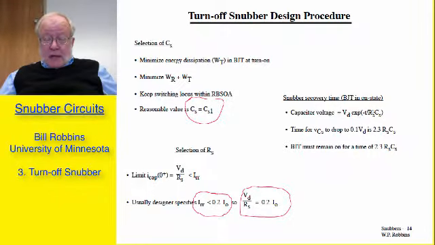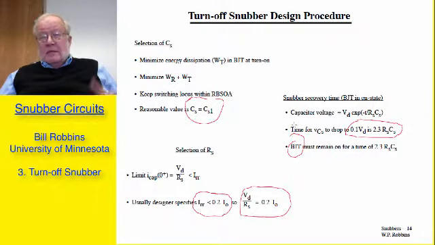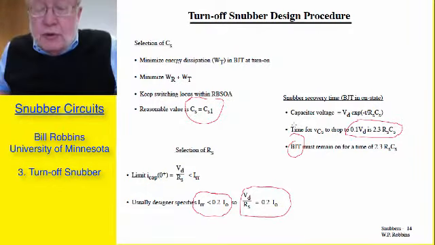Since the capacitor voltage is decaying exponentially as a function of time with a time constant RSCS, we might use the time it takes to go down to 1/10 the initial value of the voltage. That's about 2.3 time constants. So that means you want your switch to remain on for at least 2.3 time constants. The word BJT is used here because when I initially made these lecture notes, I was considering the switch to be a bipolar junction transistor.